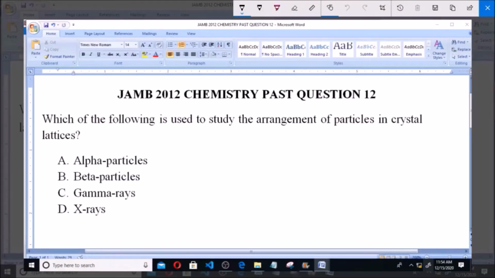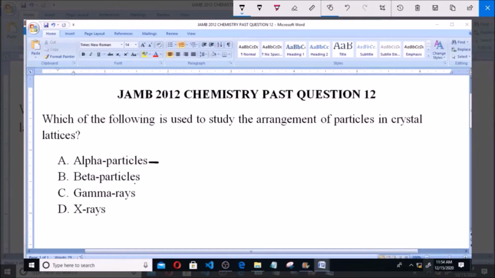I'll be answering JAMB 2012 Chemistry past question 12. Which of the following is used to study the arrangement of particles in crystal lattices? A, alpha particles; B, beta particles; C, gamma rays; and D, X-rays. Now, all these are actually radioactive emissions. Looking at the alpha particle, it is actually a radioactive emission.